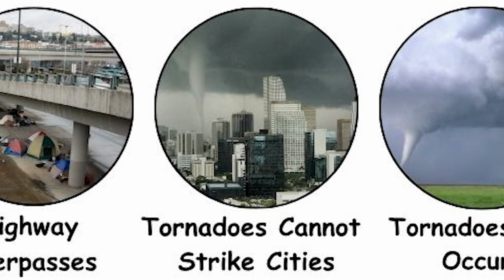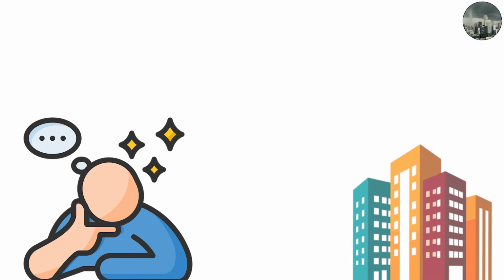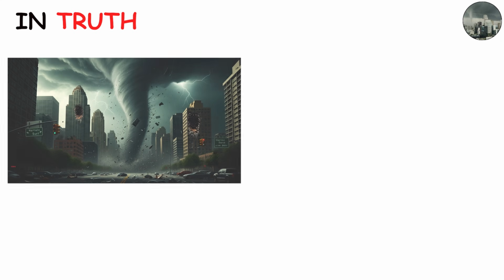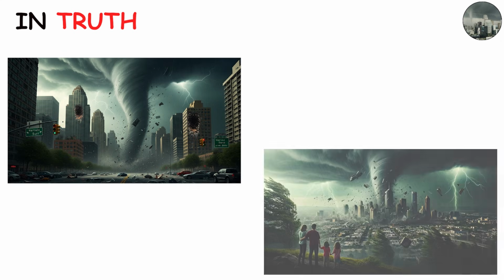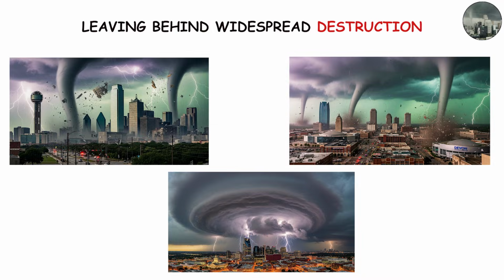Tornadoes cannot strike cities. Another false belief is that tornadoes avoid cities. People often imagine that urban structures somehow disrupt tornado formation. In truth, tornadoes can and do strike cities, sometimes causing catastrophic damage. Examples include tornadoes hitting Dallas, Oklahoma City, and Nashville, leaving behind widespread destruction.